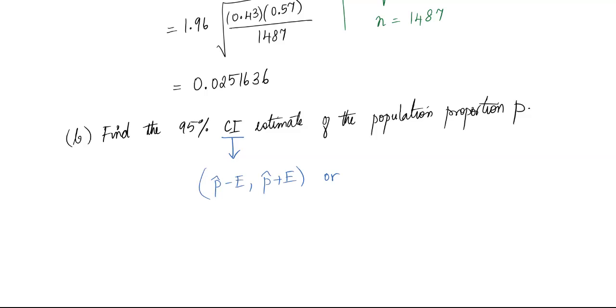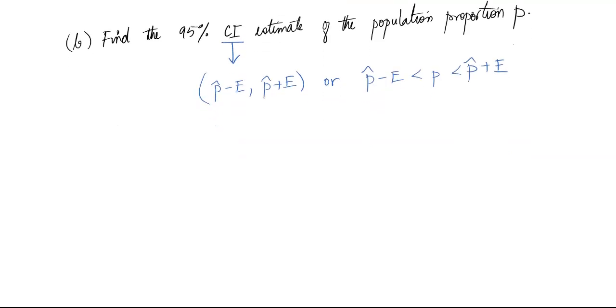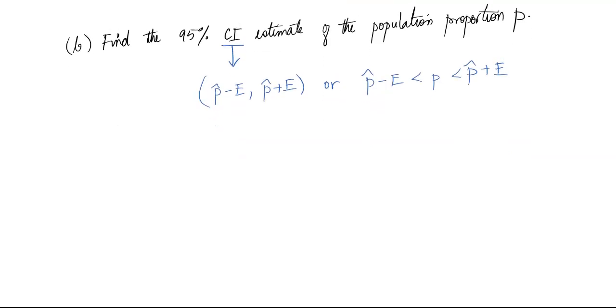But if you wrote it in the mathematical inequality notation, it was p hat minus e less than p less than p hat plus e. Again, please be aware of what your assignment wants you to do, how it wants you to present, and present it accordingly. So for our interval calculation, we need p hat and e.